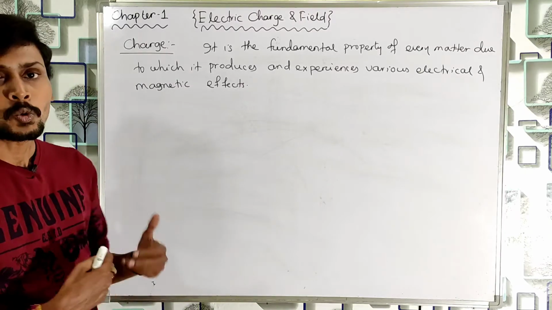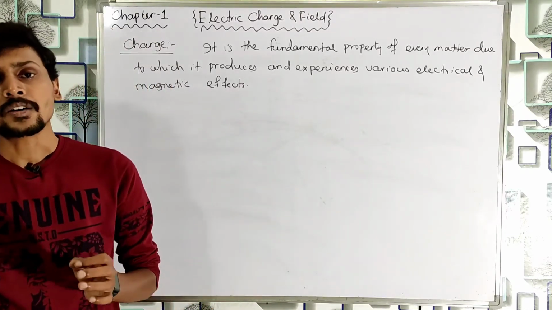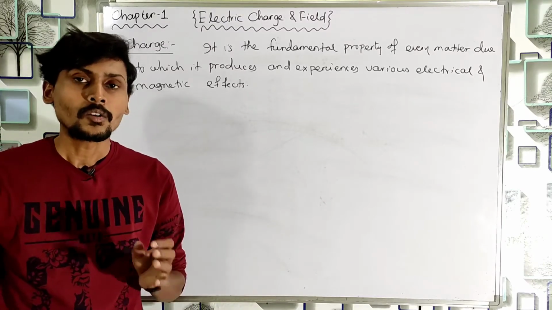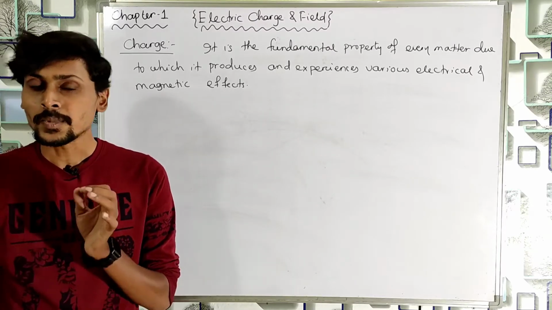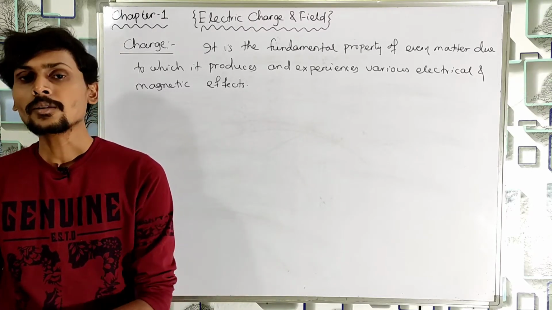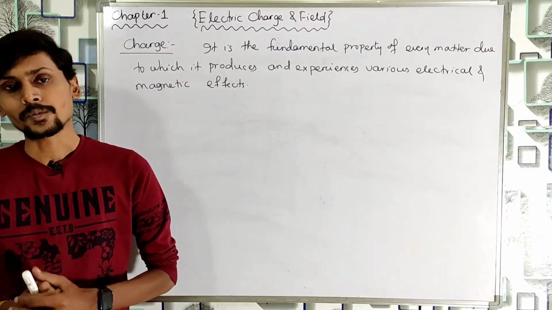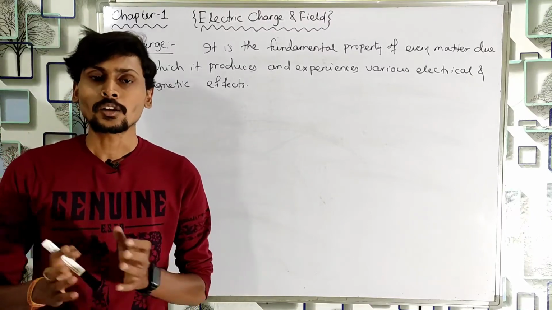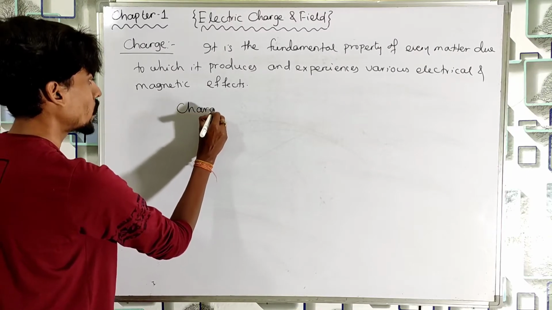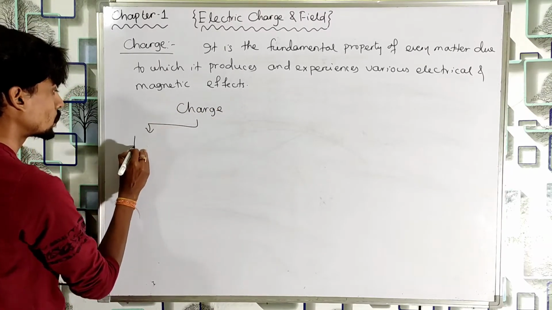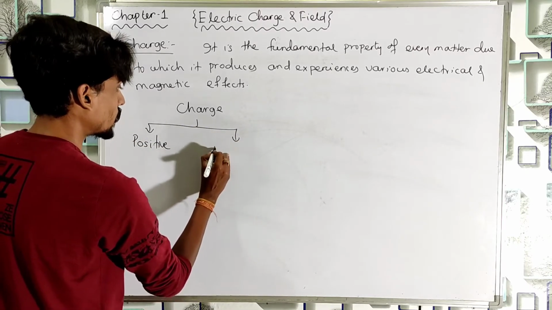But in the first two chapters, we will limit our discussion to the electric effect of charge. In chapter 4, we will discuss about the magnetic effect of charge. So our discussion is limited to the electric effect of charge in the first two chapters. And you know that charges are of two types. One is positive charge, the other one is negative charge. So I can write that charge is of two types. One is positive charge and the second one is negative charge.